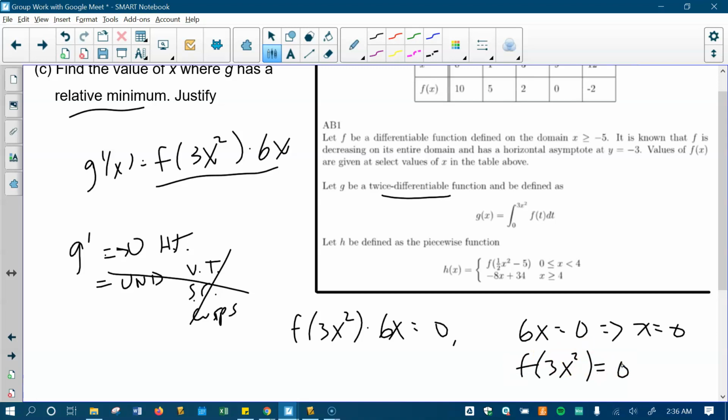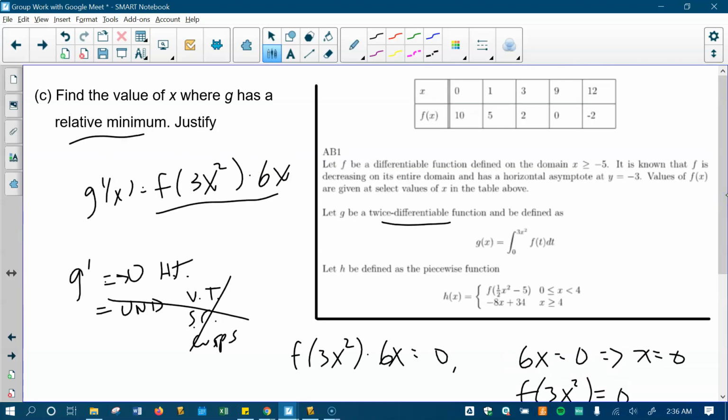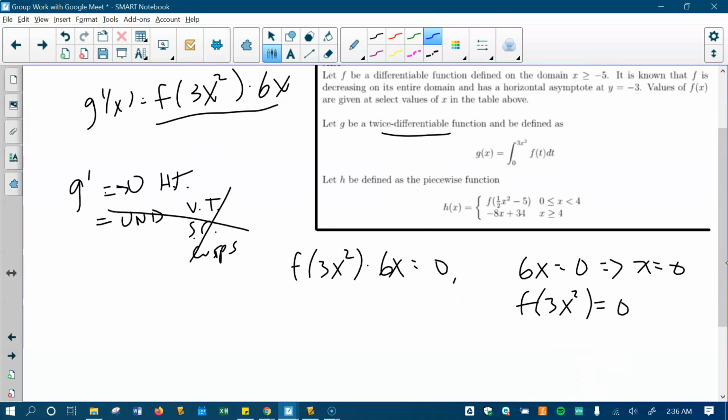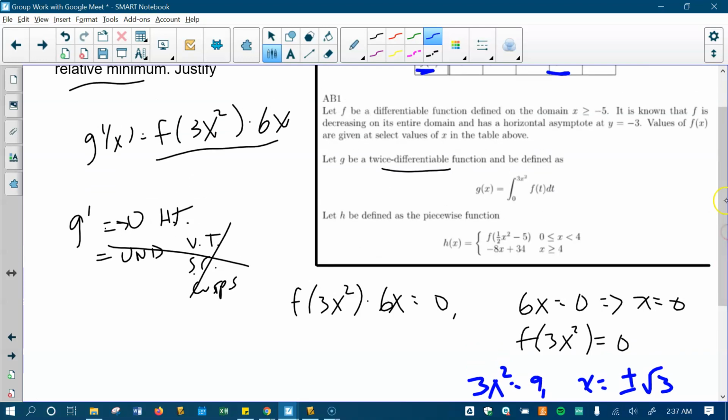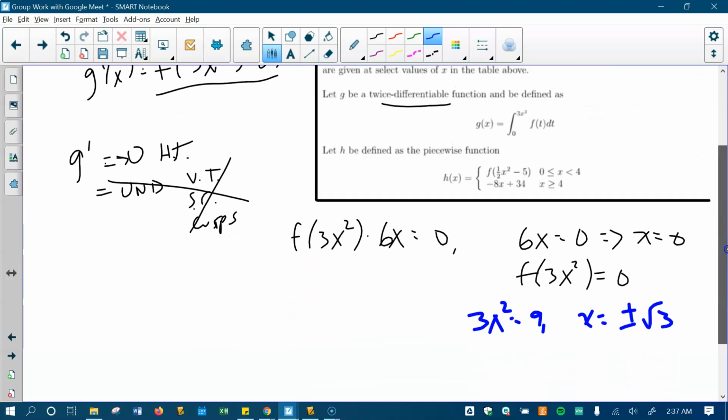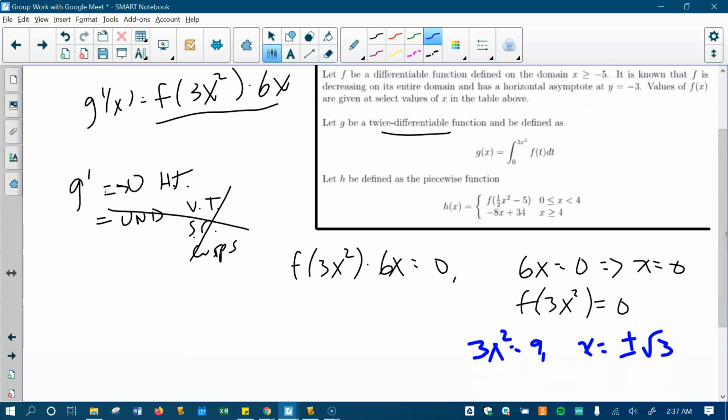Now this one's a little bit trickier. To solve f of 3x squared equals 0, you need to look where the f value is equal to 0, and that's where x equals 9. So because 3x squared must equal 9, then x is going to be equal to plus or minus root 3. Okay, so we have three critical values, 0, root 3, and negative root 3, and we have to plug them back in to see what we end up getting out.